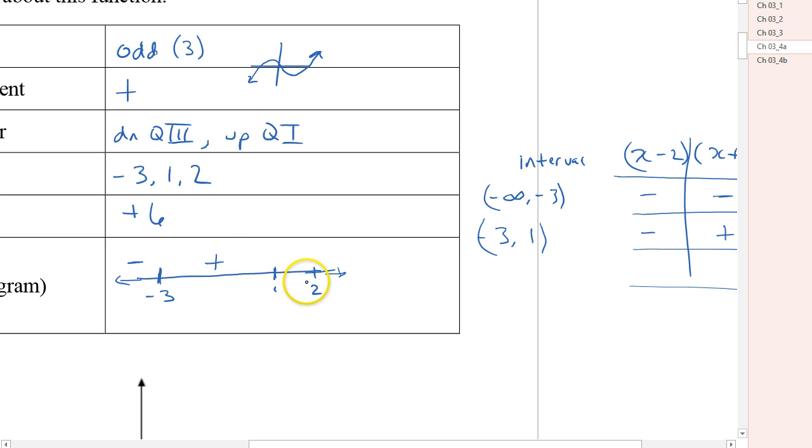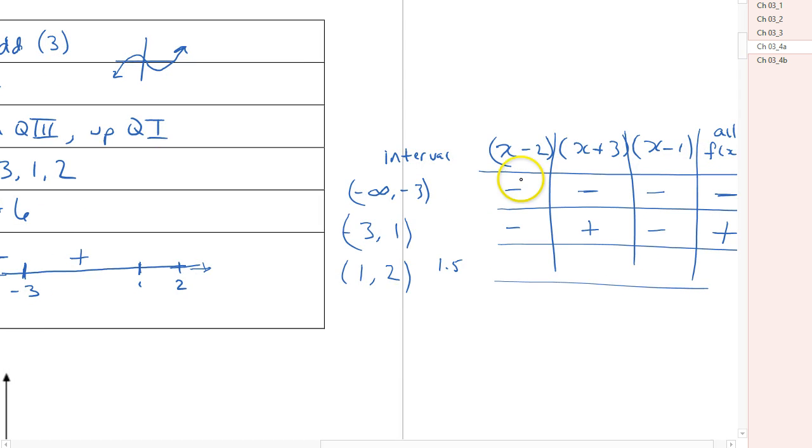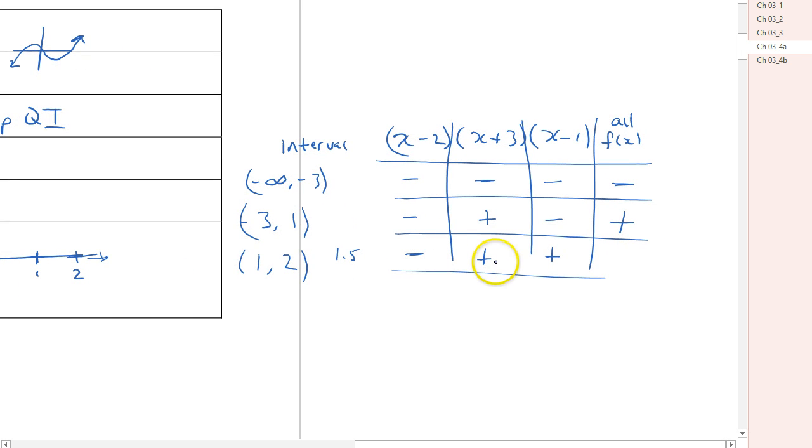How about between 1 and 2? So in other words, the interval between 1 and 2, well, let's think about 1.5. Okay, so it's a little bit harder. 1.5 minus 2 will still be negative. 1.5 plus 3 will be positive. 1.5 minus 1 will be positive. So here we get a negative times a positive times a positive, so we get a negative.